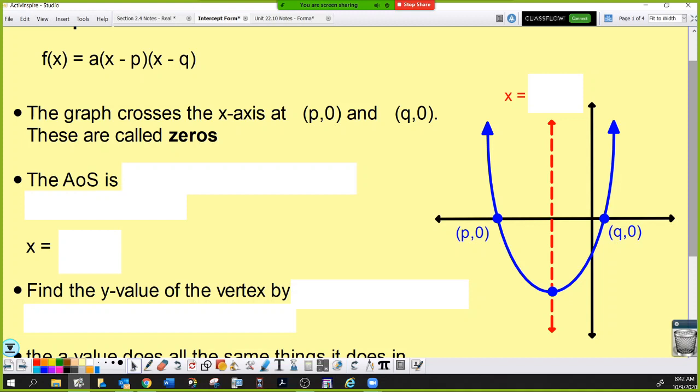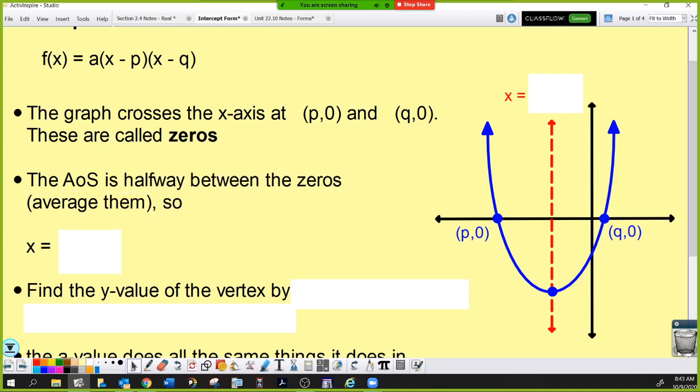Halfway. Yeah. If you can see the two places where your graph crosses the x-axis, you literally could just go halfway in between them. Do you know what a good way of describing that halfway number is? Average. The average of two numbers is always halfway between them. The average of 0 and 10 is 0 plus 10, 10, divided by 2, 5. That's why the axis of symmetry gets the equation. Oh, I didn't show you yet. I said average them. The axis of symmetry gets the equation p plus q over 2.